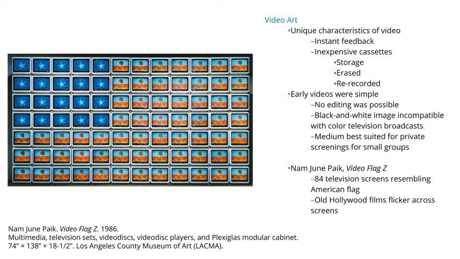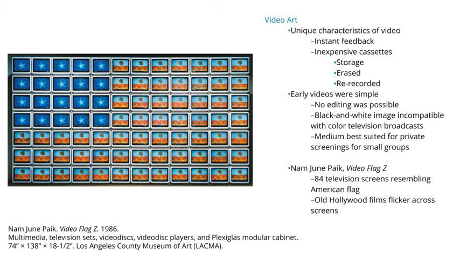At the time, cassettes were super inexpensive and they had plenty of storage in terms of what video files you could keep. I mean, they weren't called files when they were on cassettes, but things could be erased and re-recorded very easily. Early videos were very simple. No editing was really possible, and also black and white images were incompatible with color television broadcasts, so it wasn't really ideal to show on television.